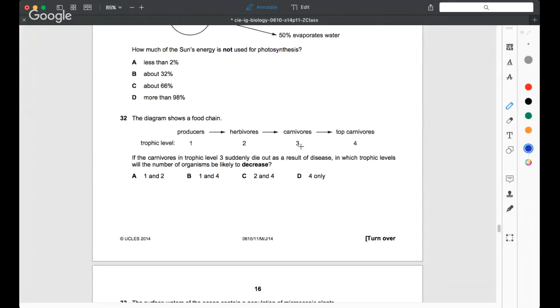For top carnivores, our carnivores have completely died out, and our herbivores are going to boom for a bit because there's less things eating them. So less of 1 and 4. So B.